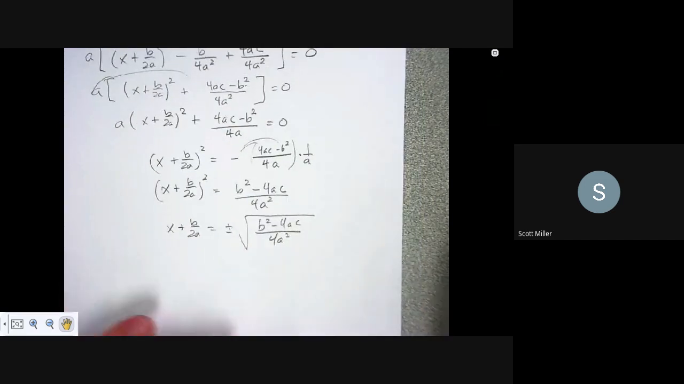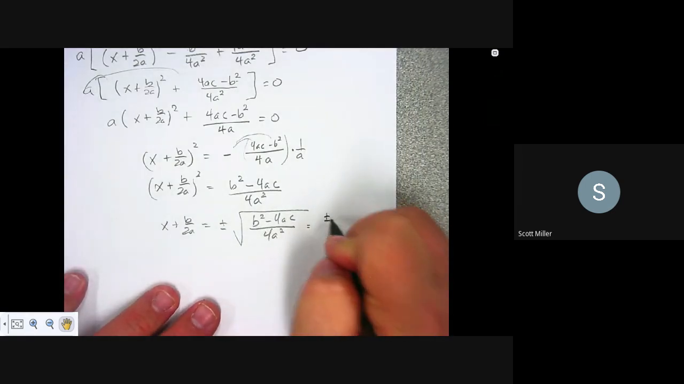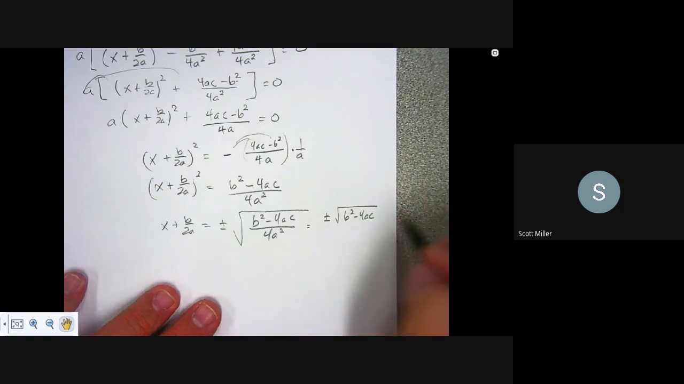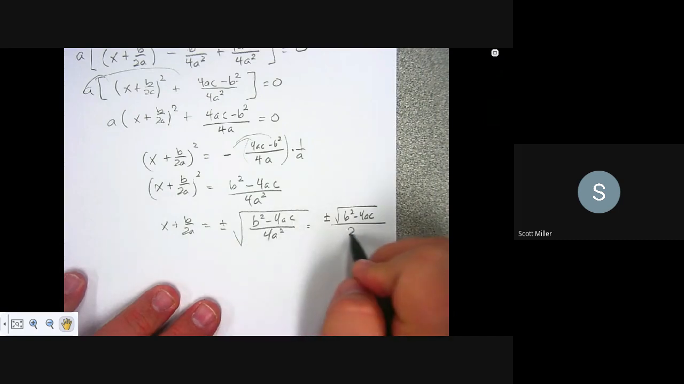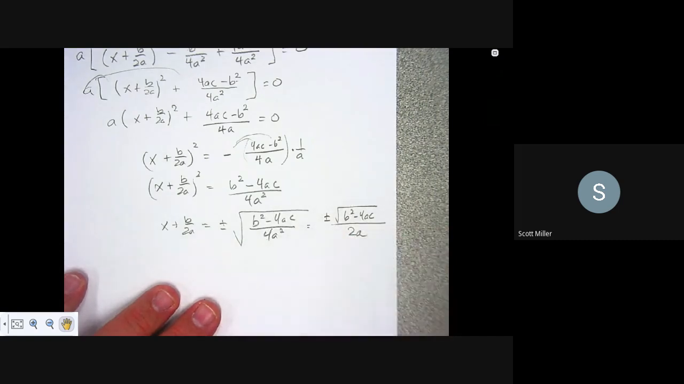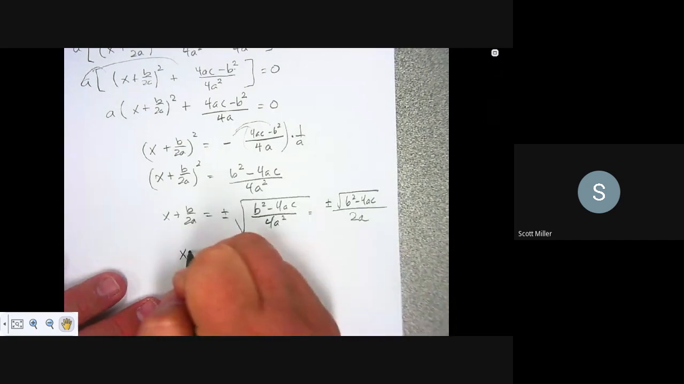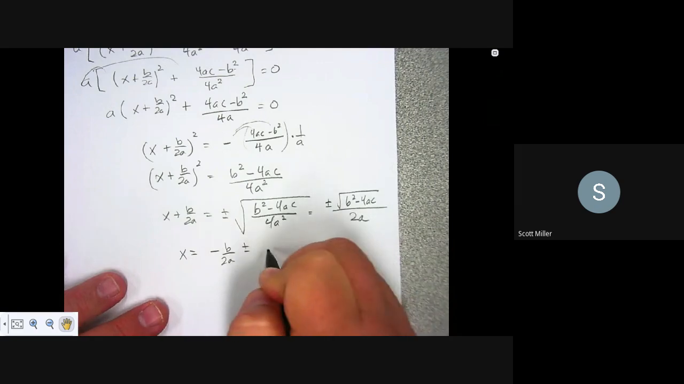But just like before in the problems we did, we want to simplify this. The top, there's nothing you can do, so it's still going to be plus or minus. We'll put the square root on top, all that's under the square root. But the bottom, this is a perfect square. The square root of 4 is 2, and the square root of a squared is just a. So now I have that. Subtract b over 2a to both sides, and I get x equals negative b over 2a. Then I have a plus or minus the square root, and that's all over 2a.